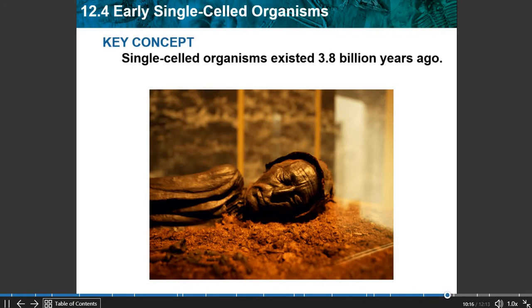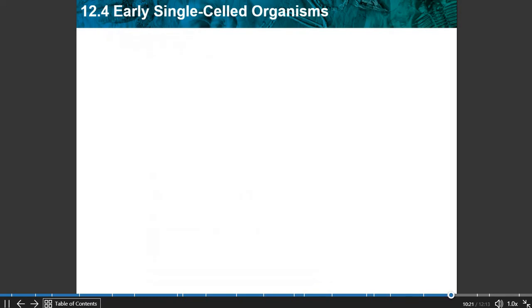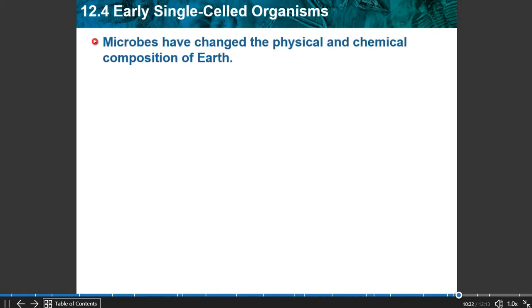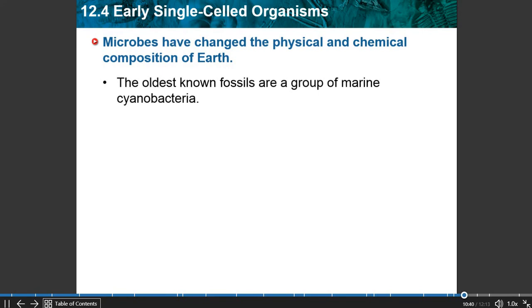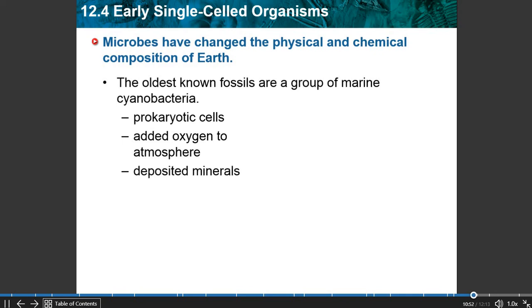Okay, so this next part is talking about the theory of single-celled organisms that came together to become one organism. The oldest known fossils are a group of marine cyanobacteria, which are prokaryotic cells, and they helped add oxygen to the atmosphere, and they ended up depositing different minerals into the ecosystem.